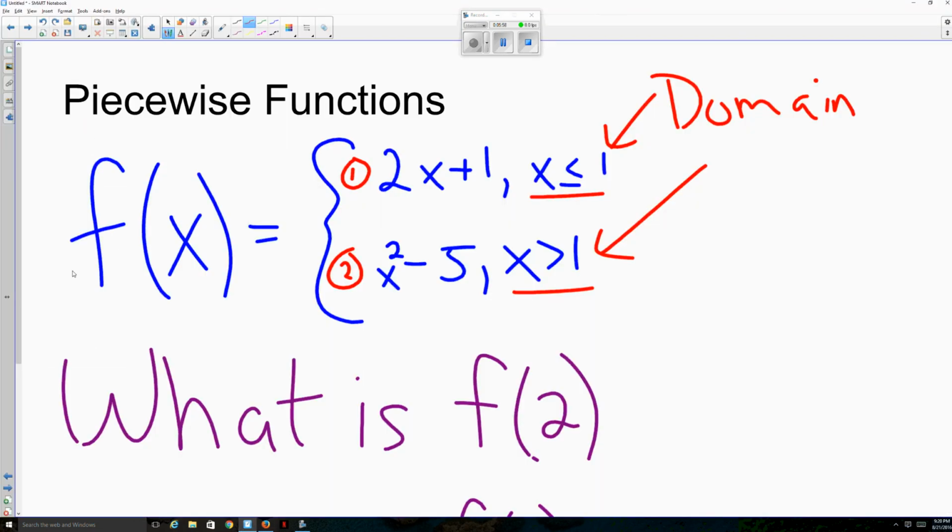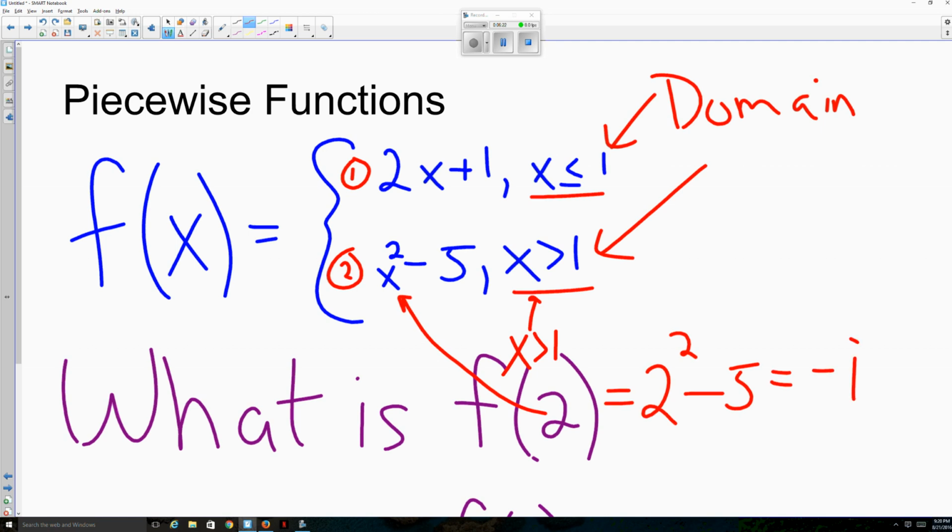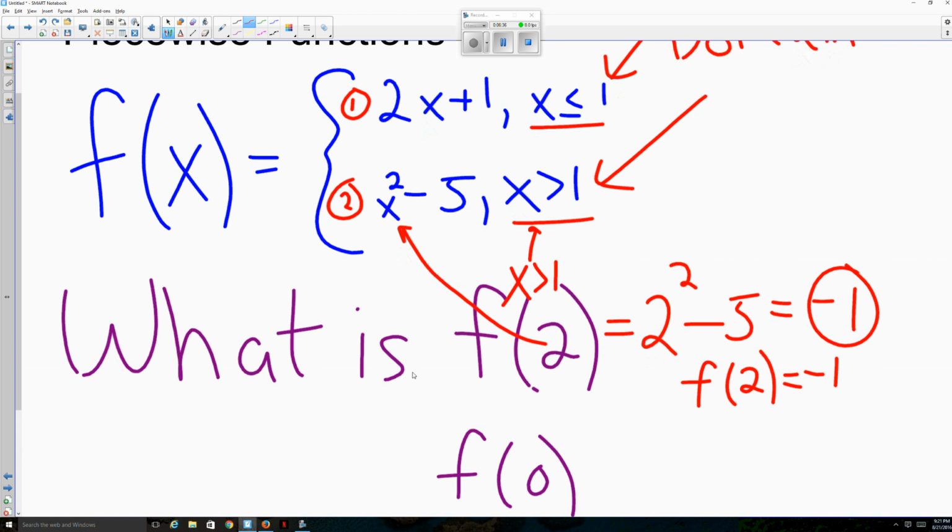But we're worried about function notation, so we want to know what f of 2 is right here. Well, notice that 2 is the x value. x is greater than 1 here, so we're going to use this piece right here. So this means that we're going to use 2 squared minus 5. I'm going to take this 2 and plug it in right there. So that equals negative 1. So f of 2 equals negative 1. That's a lot going on there.